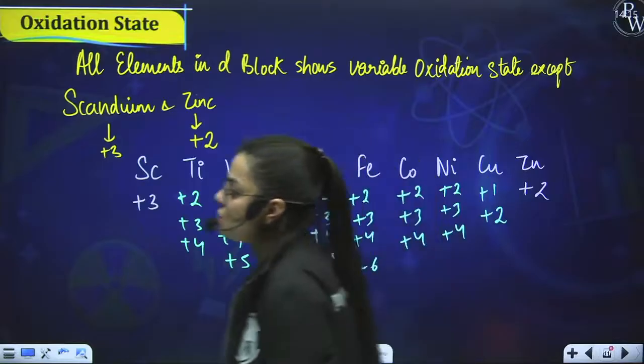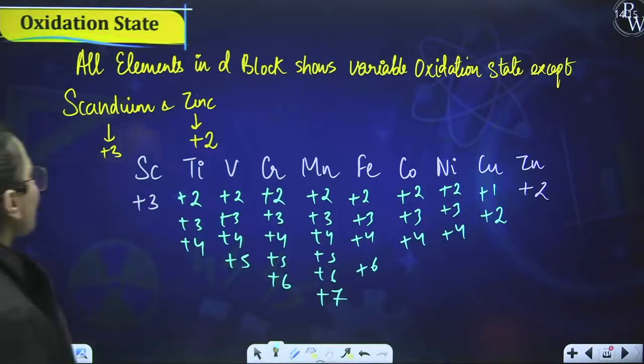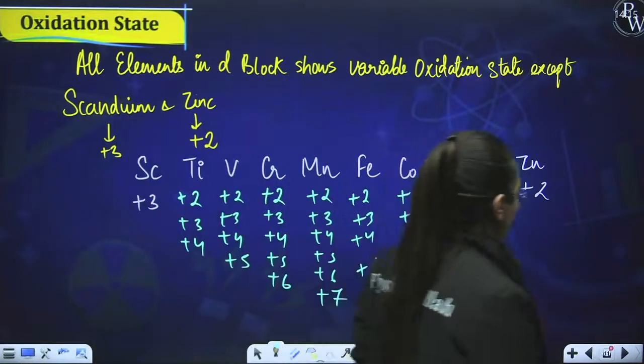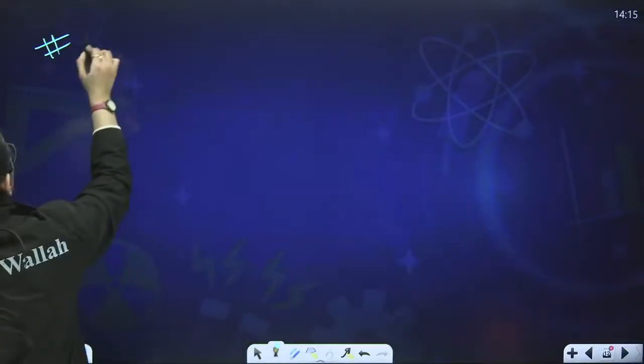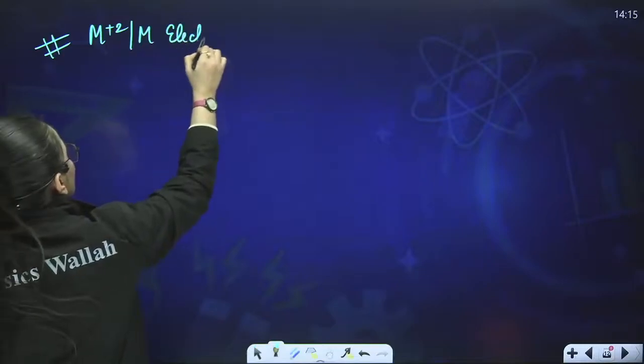So these are the oxidation states that are generally exhibited by these d-block elements. Is it clear to you, students? Kindly write it down, students, so that we can move on to our next part. Now moving on to the next property of ours. We have the M to M+2 electrode potential.